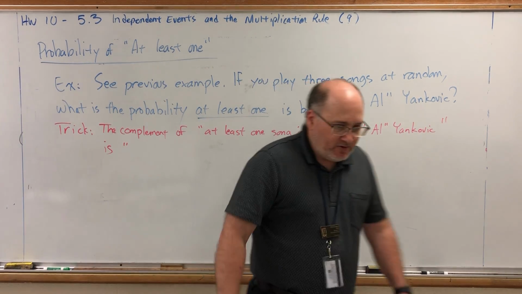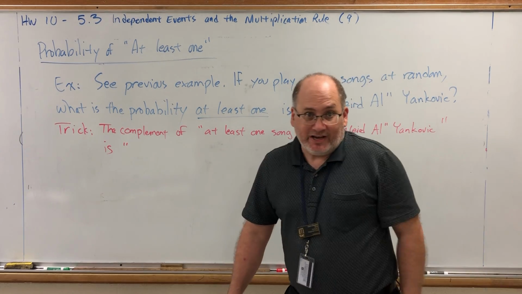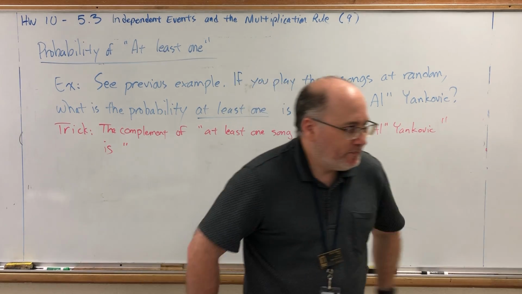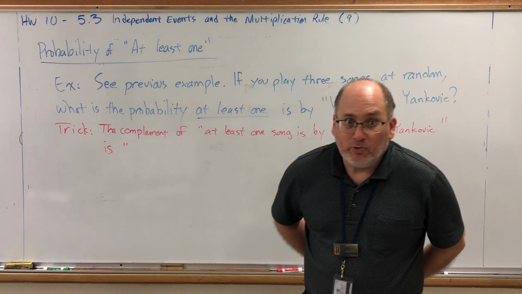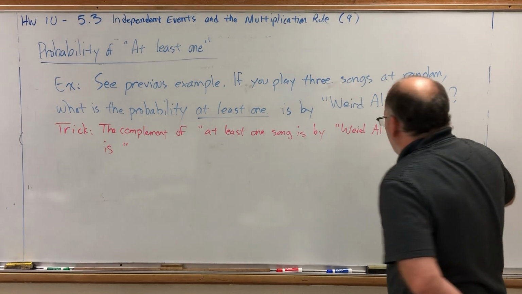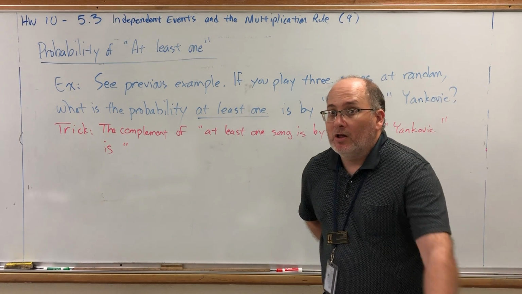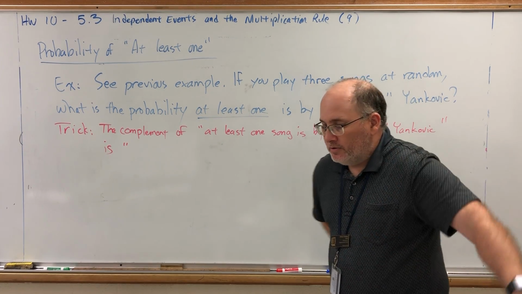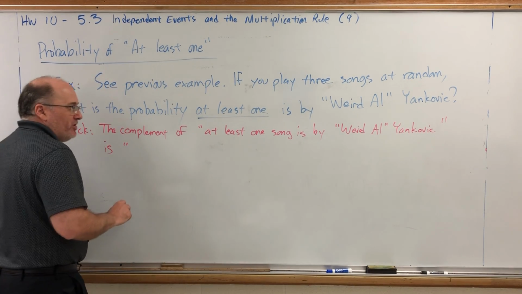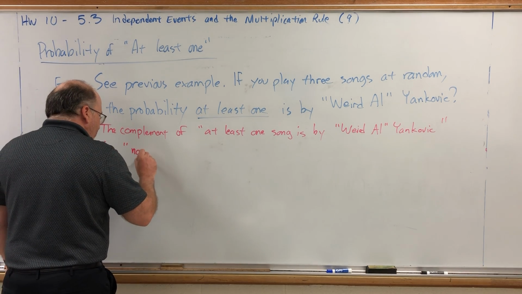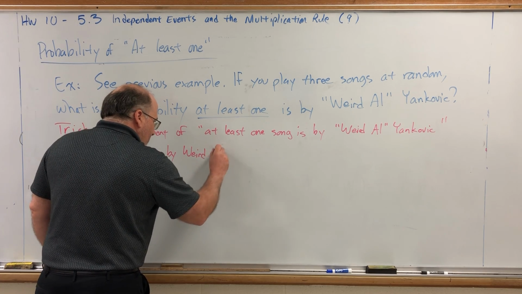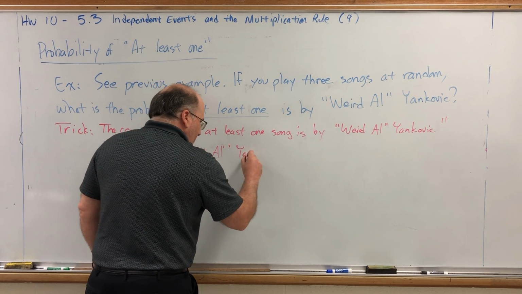So let's think about this. Let's say that I'm going to play you some music and I tell you in advance at least one of them is by Weird Al. And then all the music plays, and at the end you walk up to me and say, "You lied." Really? Why? What happened? Because you said at least one of them was by Weird Al, and when you played them all, none of them were. That's the complement of at least one. So the complement of at least one song is by Weird Al Yankovic is none are by Weird Al Yankovic.